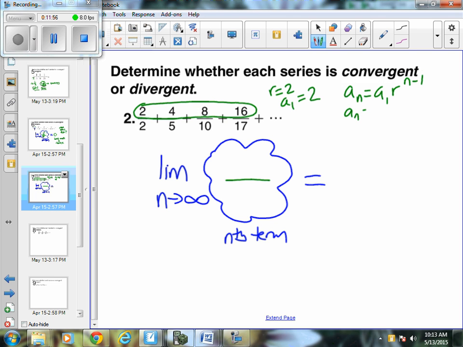So the nth term would be A1, which is 2. The ratio is 2, to the n minus 1. That would be your nth term formula. Well, and that's great. That works awesome. And you can put that right in the top.